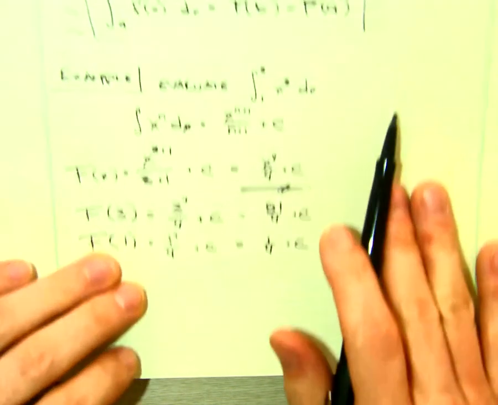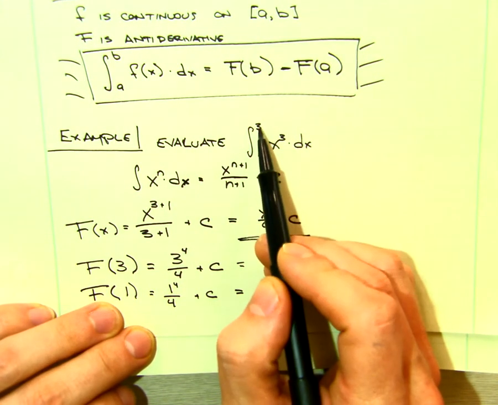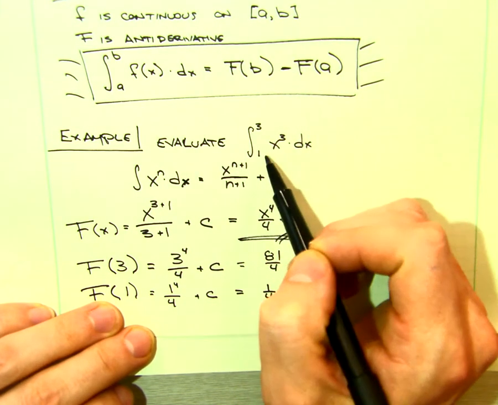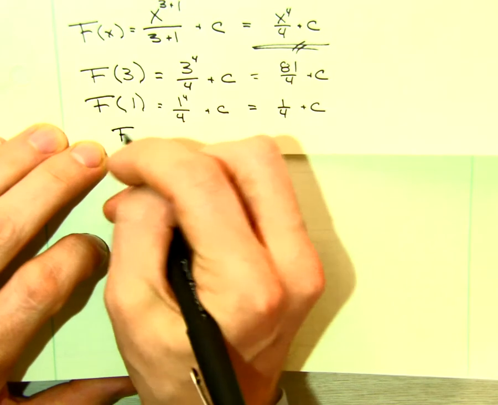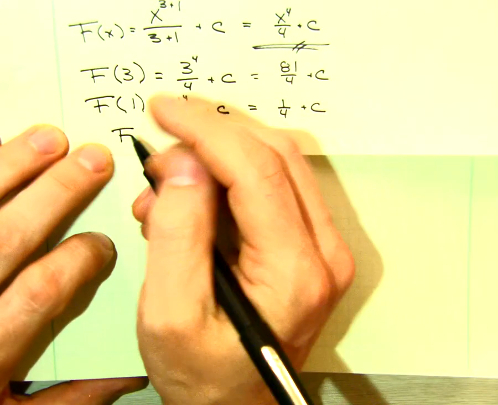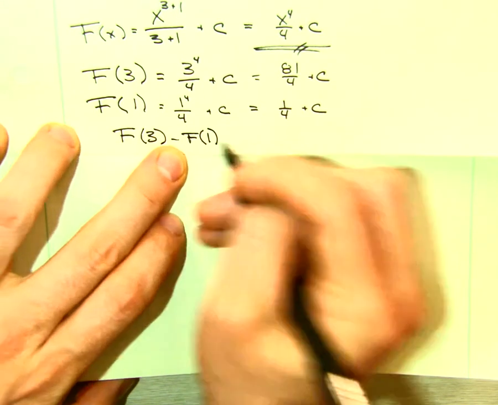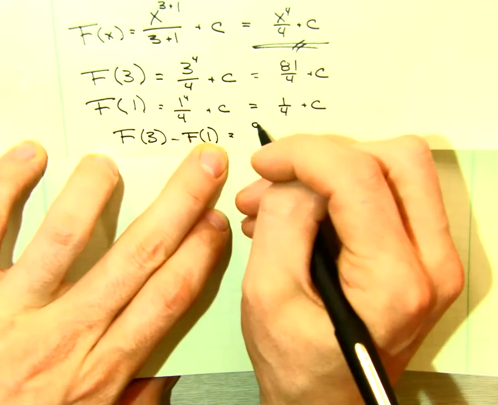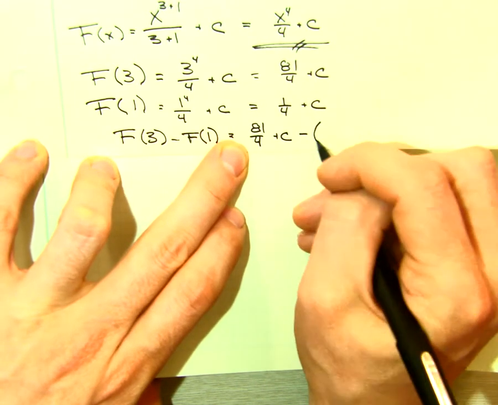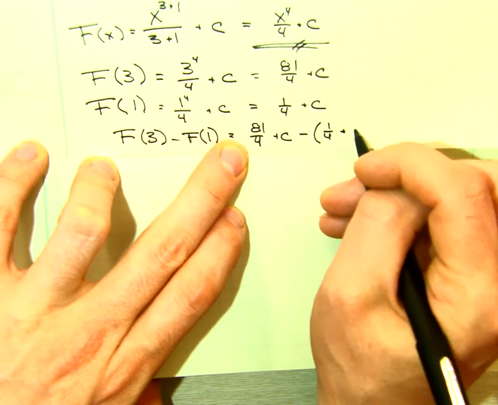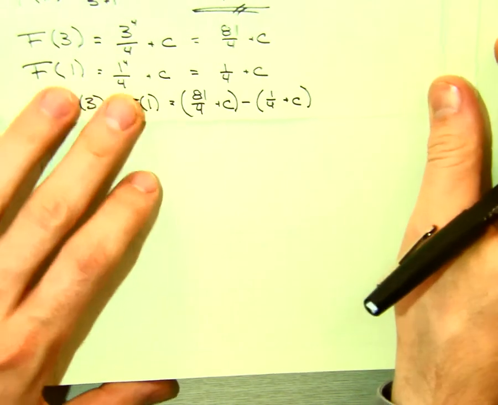So that's pretty great, because all I need to do, according to this fundamental theorem, is take the upper one, b, in this case F of 3, and subtract the lower one, F of a, in this case F of 1. So now the whole integral, my answer, is going to be F of 3 minus F of 1. And I've already got these figured out, so I can just plug them in. So I can say 81 divided by 4 plus c minus 1 divided by 4 plus c, right? So I'm taking the whole quantity of one, subtracting the whole quantity of the other.